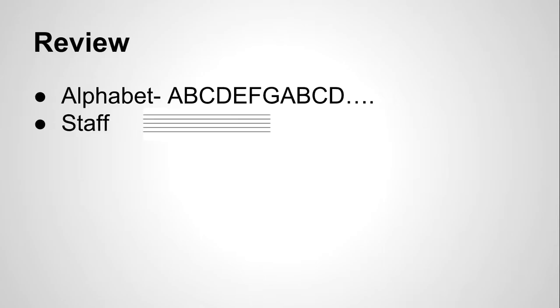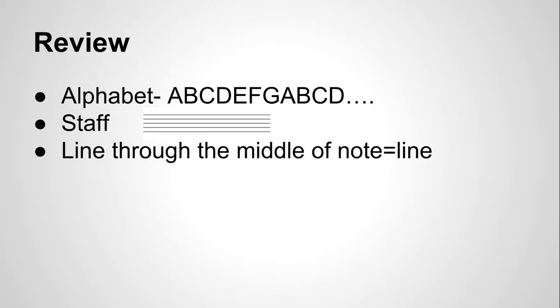The staff is this image right here. It's a collection of 5 lines and then the 4 spaces in between the lines, of which we count the first line on the bottom and the first space on the bottom, and we count upwards from there.